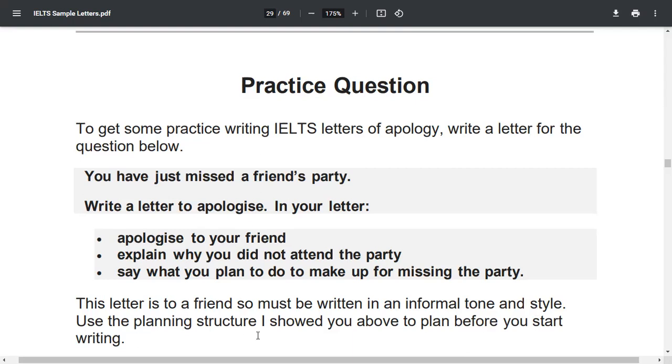So use the planning structure I showed you above to plan before you start writing. Okay, so it's an informal letter. You can start the letter by Dear, the receiver's first name, and then you can end it by, for example, keep in touch, all the best, see you soon, and then your first name only. It's an informal letter because you are writing to a friend.